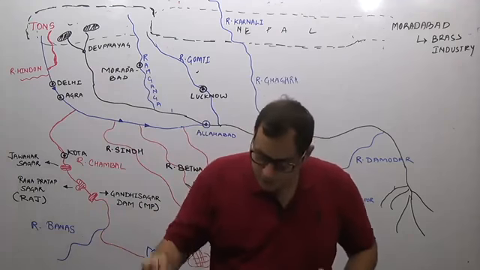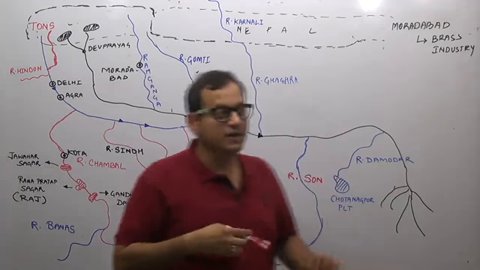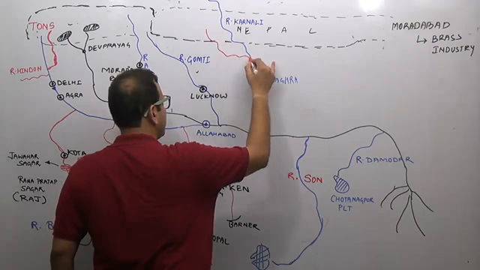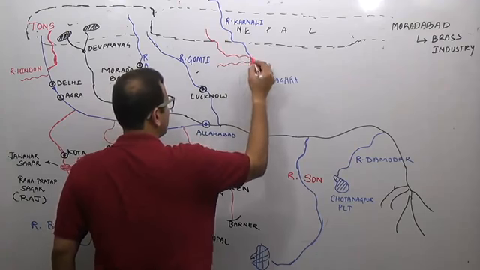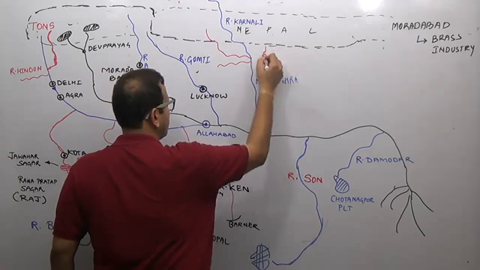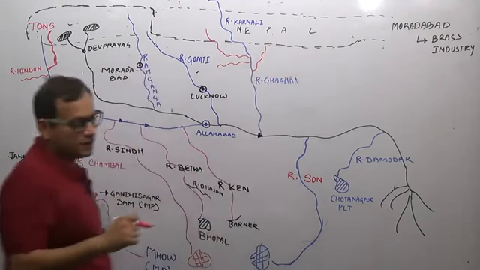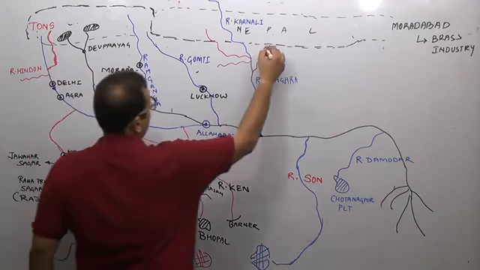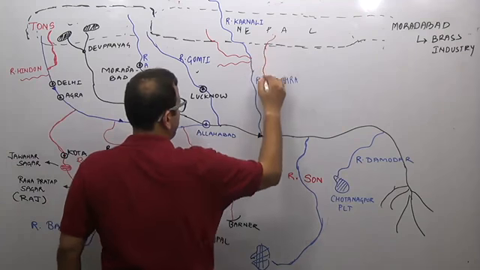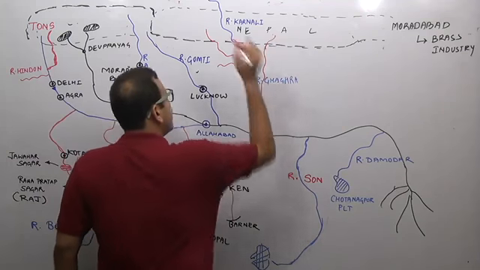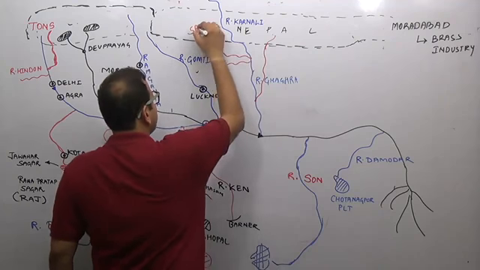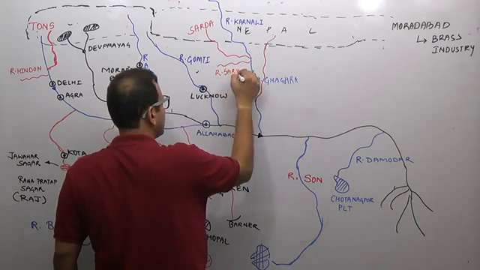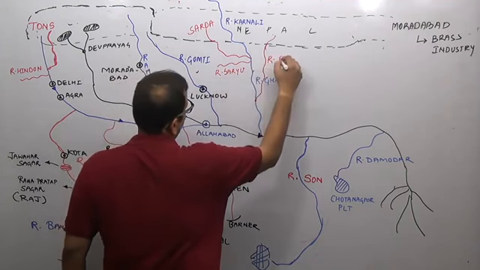The important tributaries of River Ghagra are, I will use a different color, River Sarda, which enters India through Nepal, and River Saryu, and River Rapti. Sarda, Saryu and Rapti.